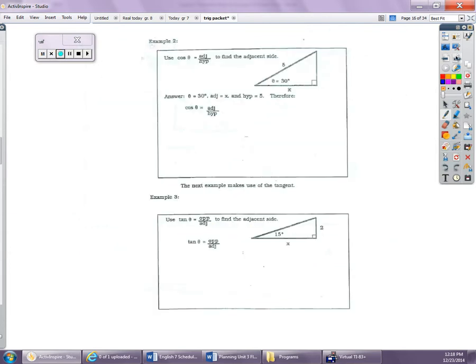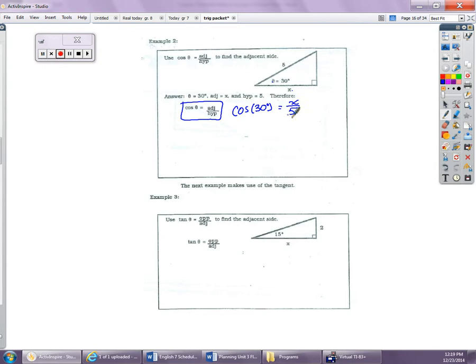If we look at the next example, now it's looking at cosine. Once again, we have our formula written down right here. Cosine is adjacent over hypotenuse. So we have the cosine of 30 degrees equals adjacent. Adjacent is x, hypotenuse is 5. So the cosine of 30 degrees equals x over 5.